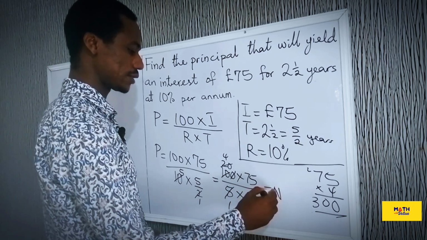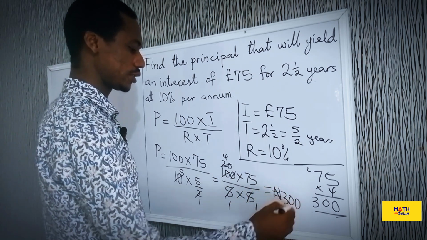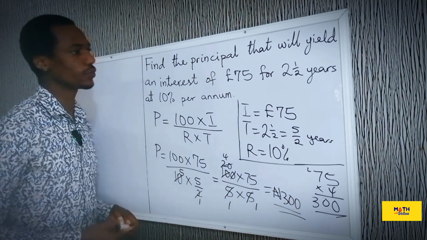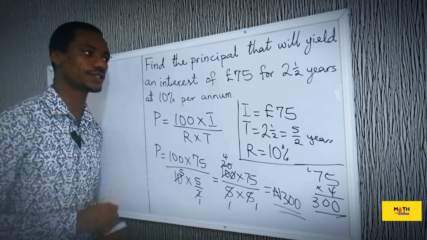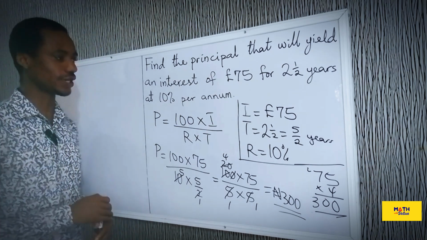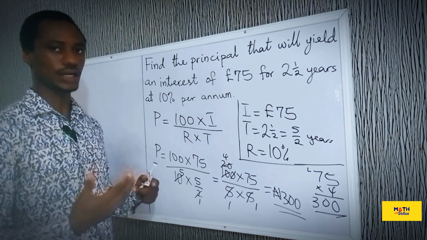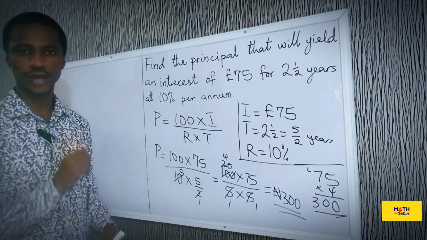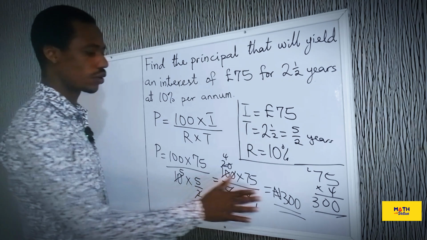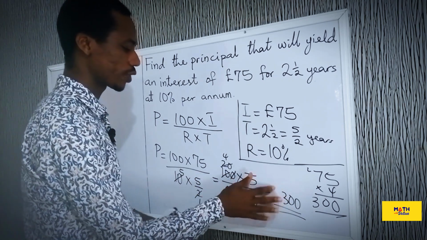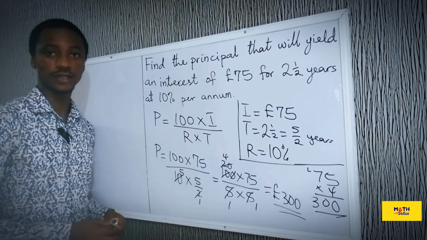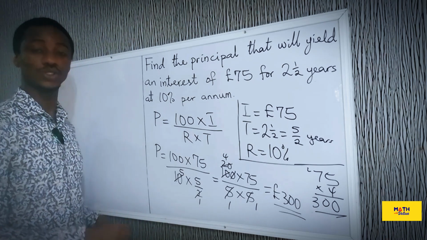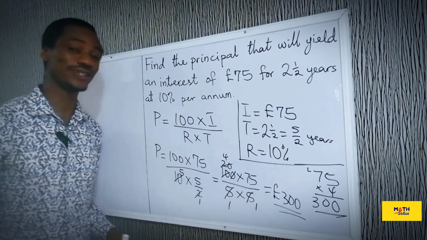So our final answer is 300 naira. So that means 300 is the amount of money that we're going to invest, for 2.5 years at 10% per annum, and at the end of the day we have £75. Oh, sorry, I brought in my Nigerian currency. So we're actually looking at pounds. So the answer is £300.